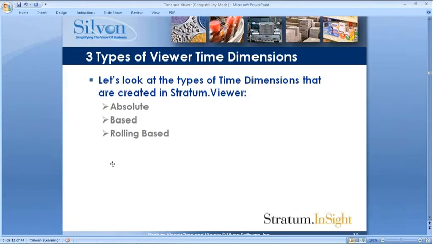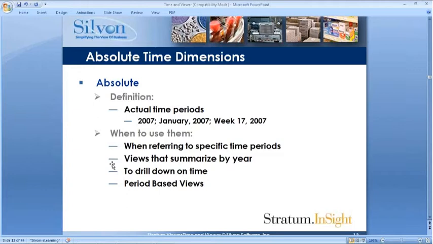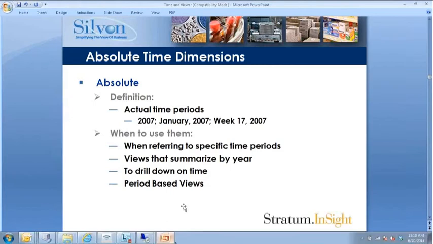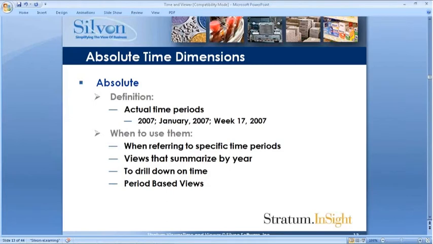There are different types of dimensions that you need to understand for time. There's absolute, there's based, and then there's rolling time dimensions. The absolute is basically the definition of actual time periods. So you'll use those when you refer to specific time periods, maybe in an ad hoc view. Again, you can drill down from year to periods.